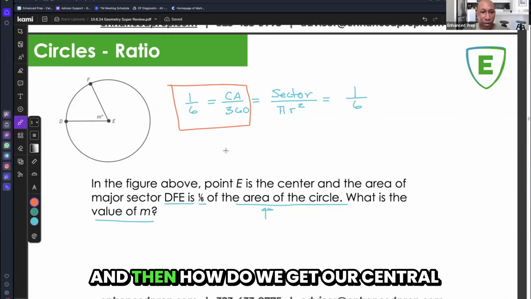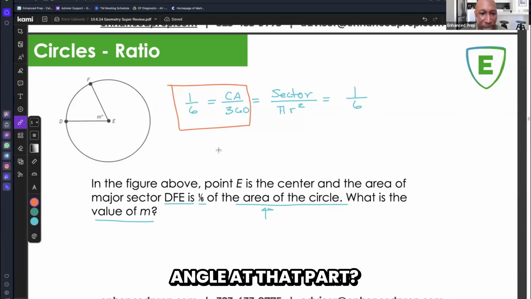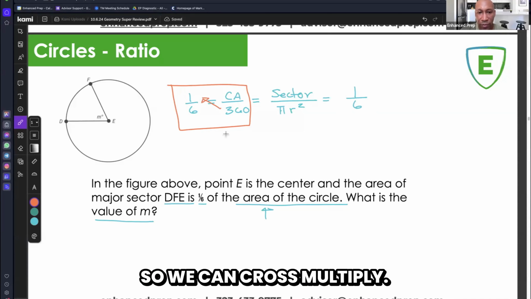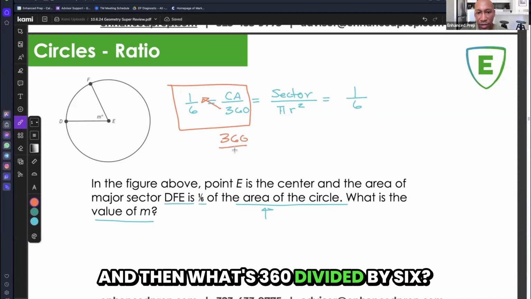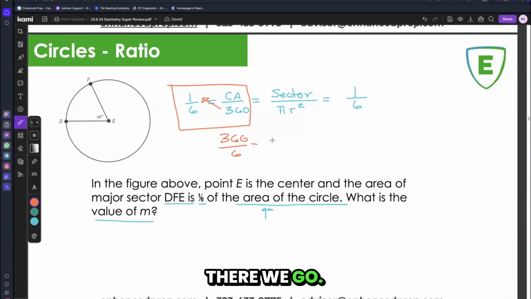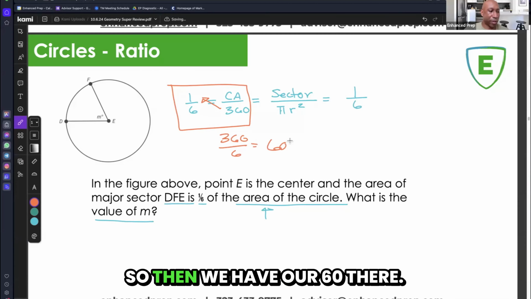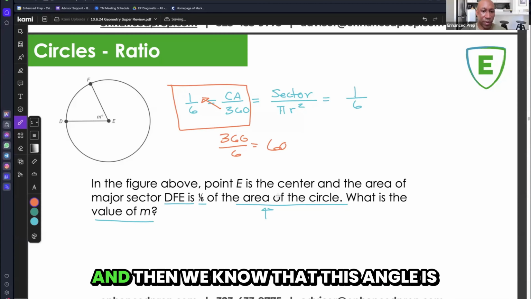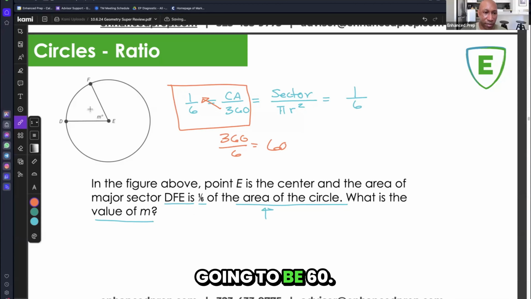Okay, cool. And then how do we get our central angle at that part? Exactly, so we can cross multiply. And then what's 360 divided by 6? There we go. Great job. 60. So then we have our 60 there, and we know that this angle is going to be 60.